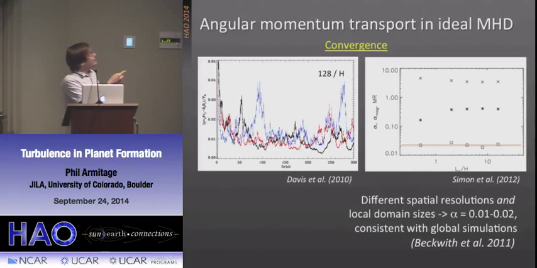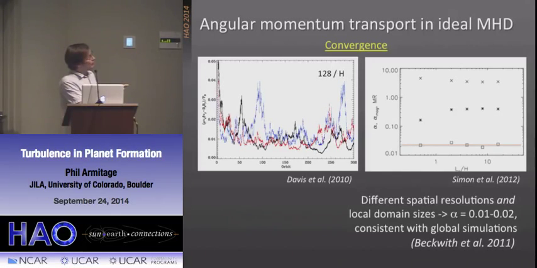However, these people at least claimed that at 128 zones per scale height, perhaps they were approaching some convergence with the spatial resolution. Now, there's a second aspect you might worry about, which is the size of the domain. If you make one of these local domains larger, do you actually get convergence as the domain size gets larger? That's something we've looked at. This is domain size here. Again, these points are different measures of the angular momentum transport efficiency.